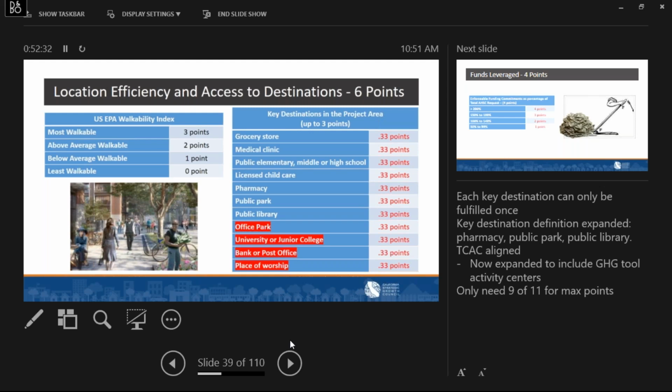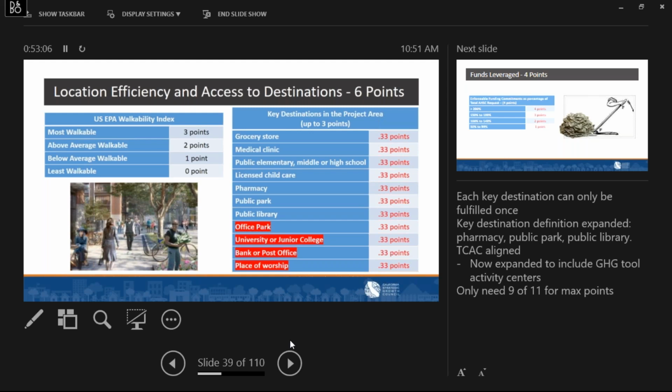Key destinations within the project area. So we'll go a little bit later into how to define that project area. But if there are 9 of these 11 key destinations in the project area, you are maxing out on points in your application. So up to 3 points, 1/3 of a point for each of the key destinations. One thing to note is these key destinations will be considered only once. So once you have a public park in your project area, a second public park will not get you an additional 1/3 of a point.